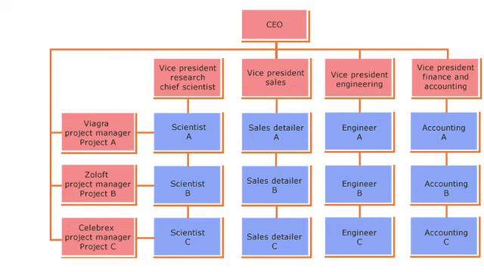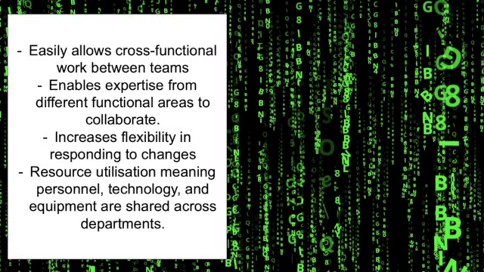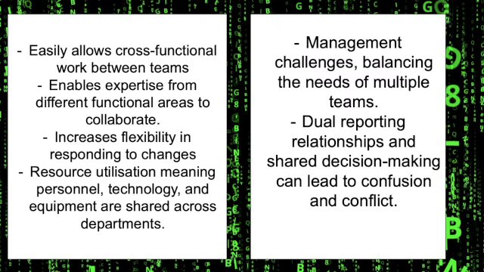Right, so let's have a look at the benefits and the drawbacks. So what we've got, again, cross-functional work between teams. It enables expertise working together and collaborating, can help with flexibility, can help with resource utilisation. So for example, you can use personnel and technology across these different projects. I've already mentioned the management challenges and the dual reporting issues, and they're the main concerns with a matrix structure.